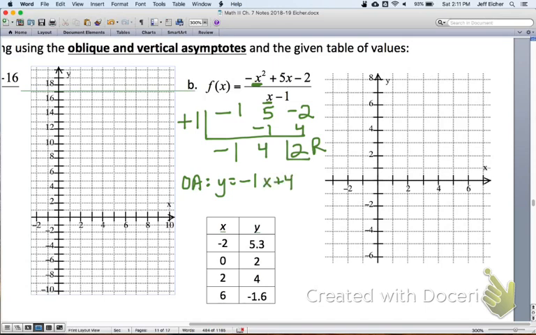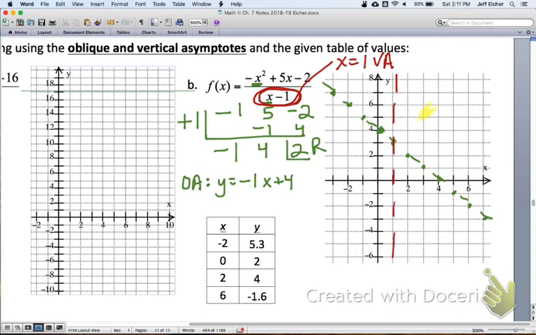Let's graph that. Our y-intercept's at 4. That's our starting point. And our slope is negative 1, so it's a downhill slope. There we go. Continue it a little bit in the other direction. Perfect. So that's my dashed oblique asymptote right there. And then we have a vertical asymptote, set the denominator equal to 0. That would be x equals 1 is our vertical asymptote. So we can graph that. X equals 1 is a vertical line.